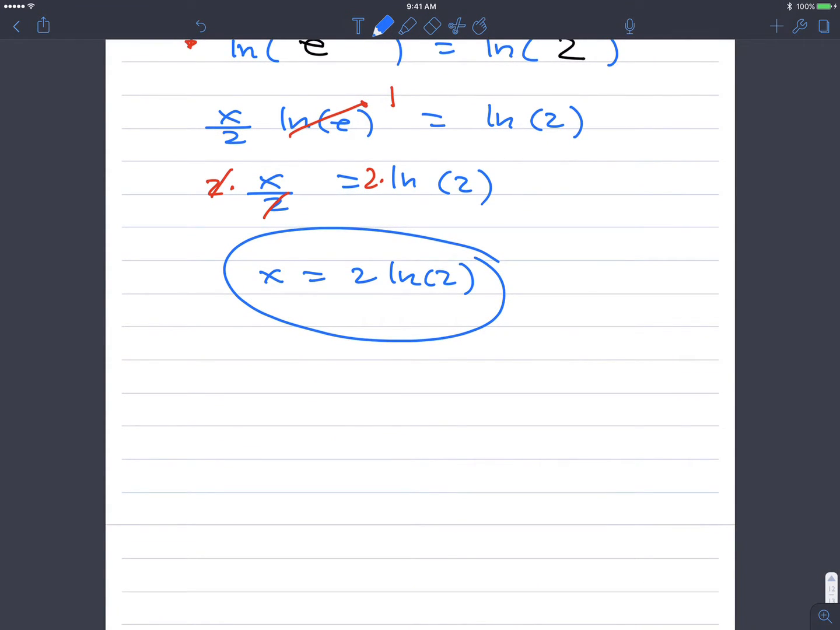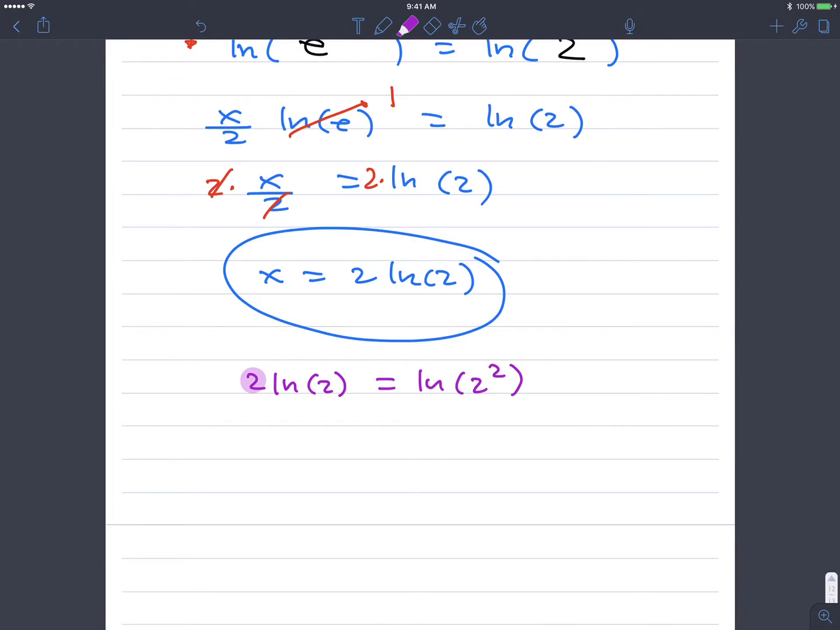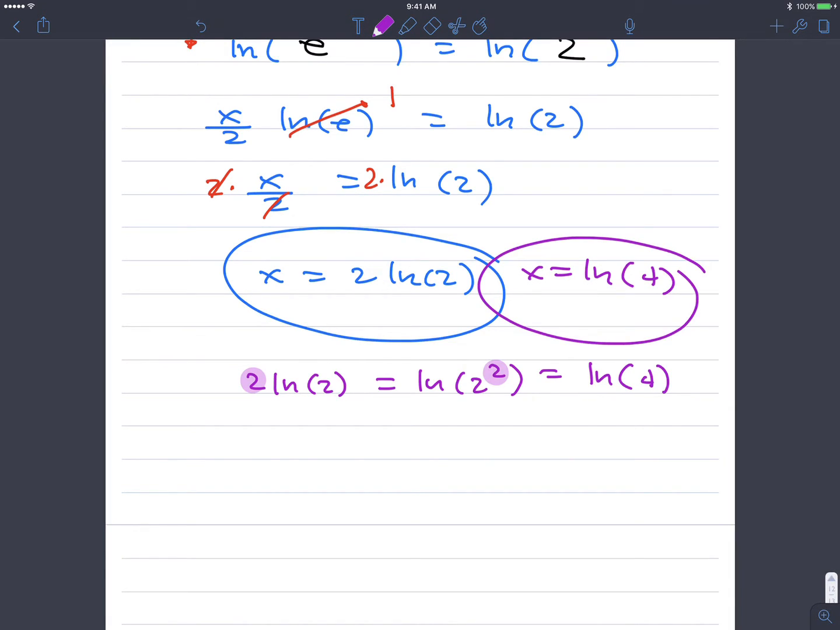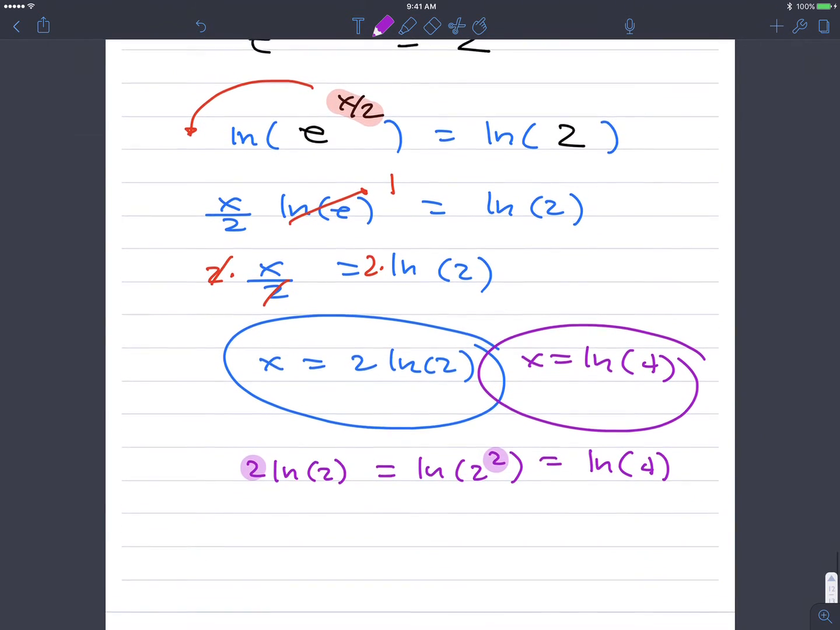Or we could notice that 2 natural log 2, by the power rule, we can put the constant outside, being 2, as a power. So natural log of 2 squared is 4. x will be natural log 4. There you go. And this is going to be number 29.